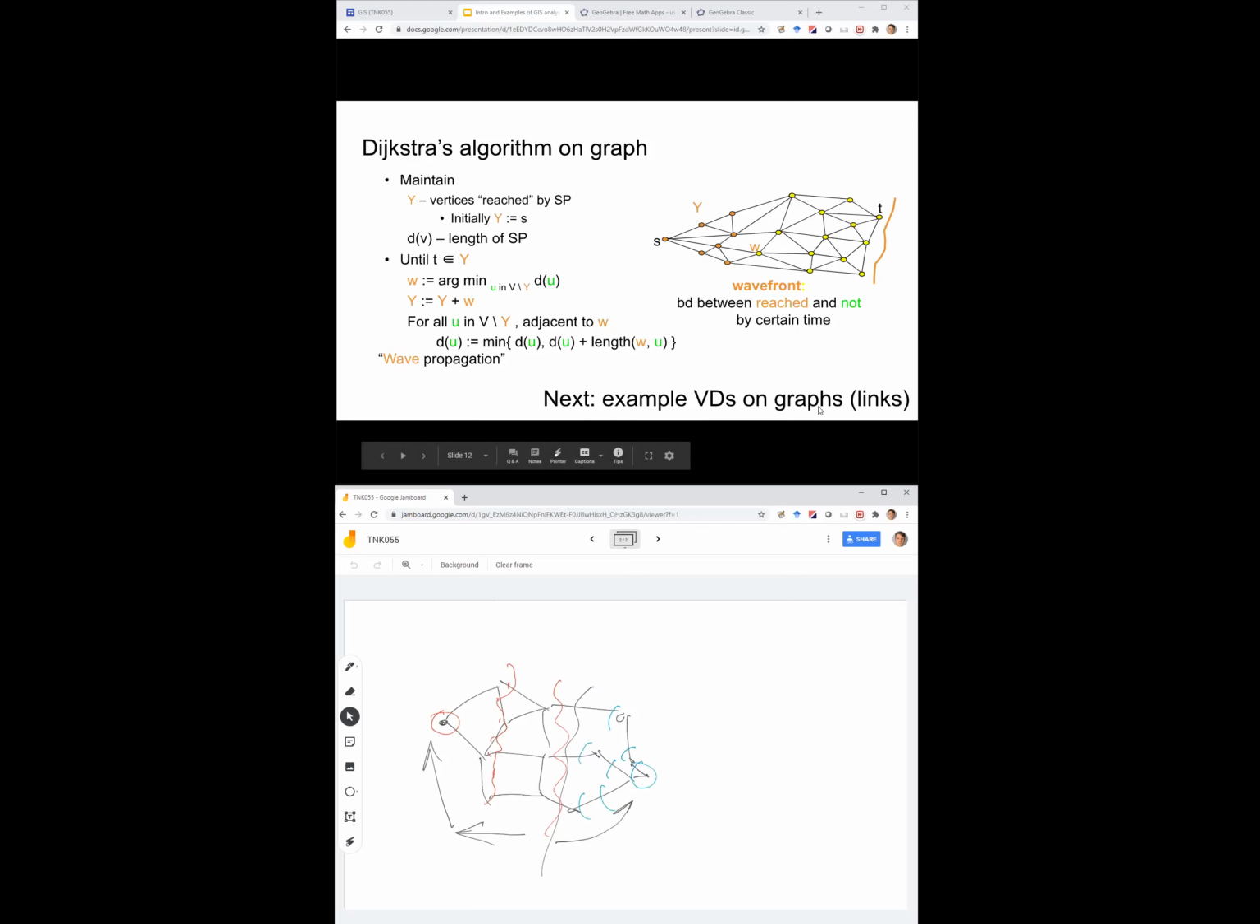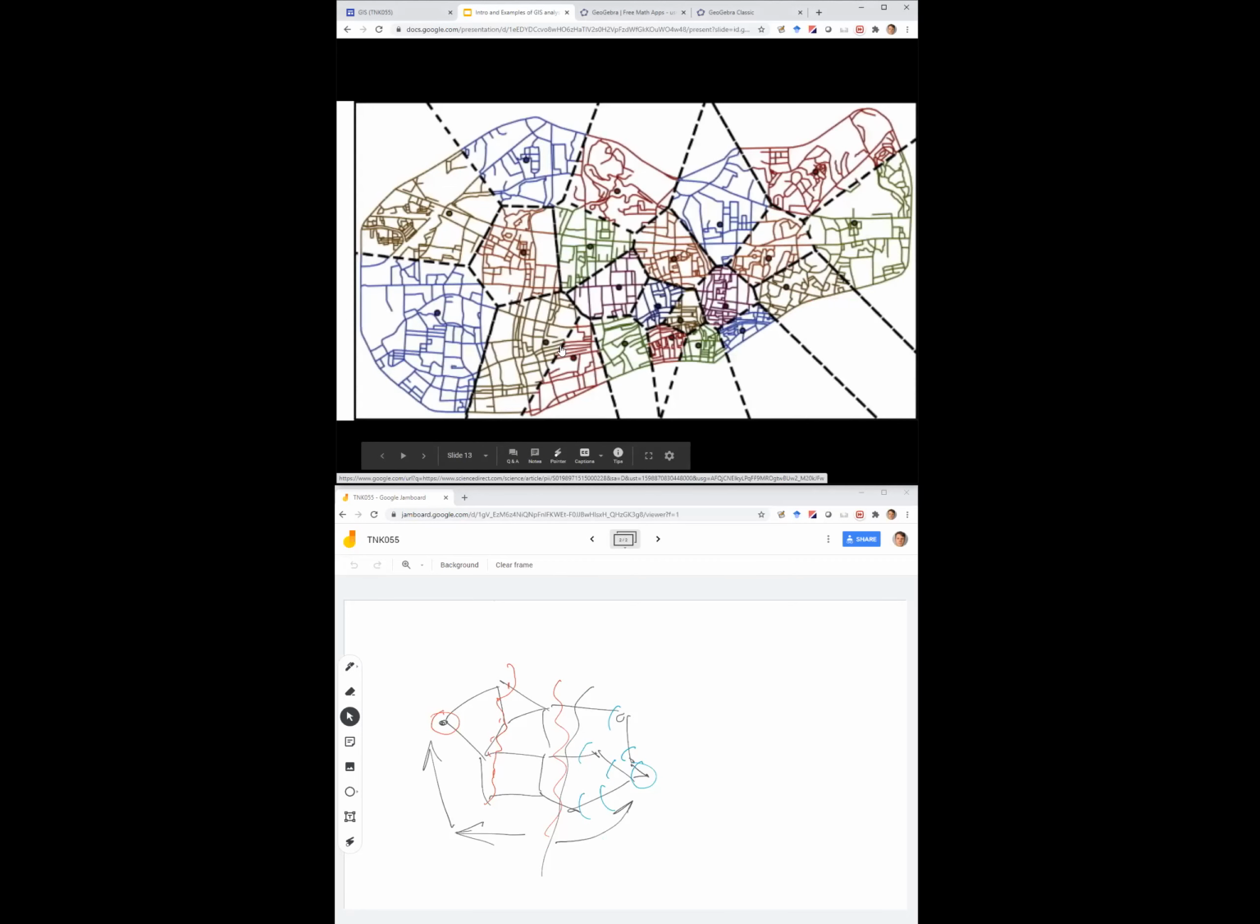And I'll just show you a few examples on the slides. Almost all the examples are links, so I'm linking to the places from which I got these pictures. I'm not going to click on the link right now, but if you want, you can do that.